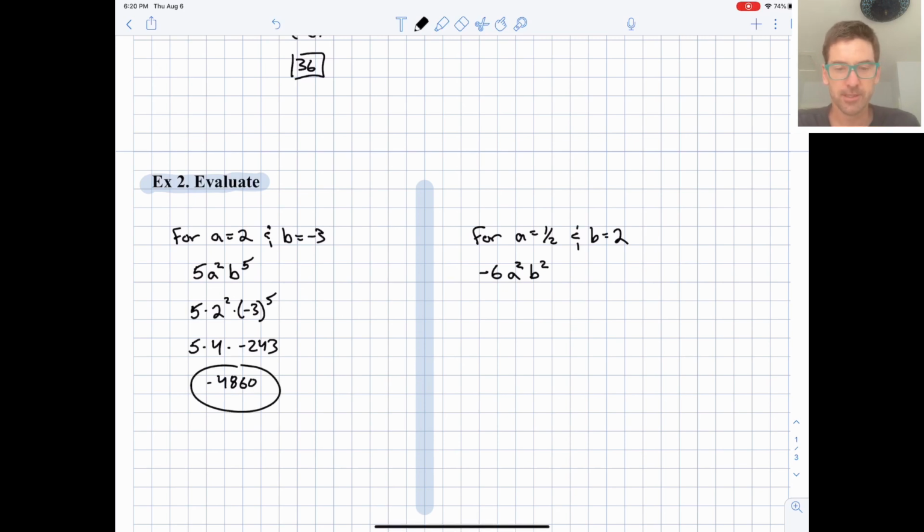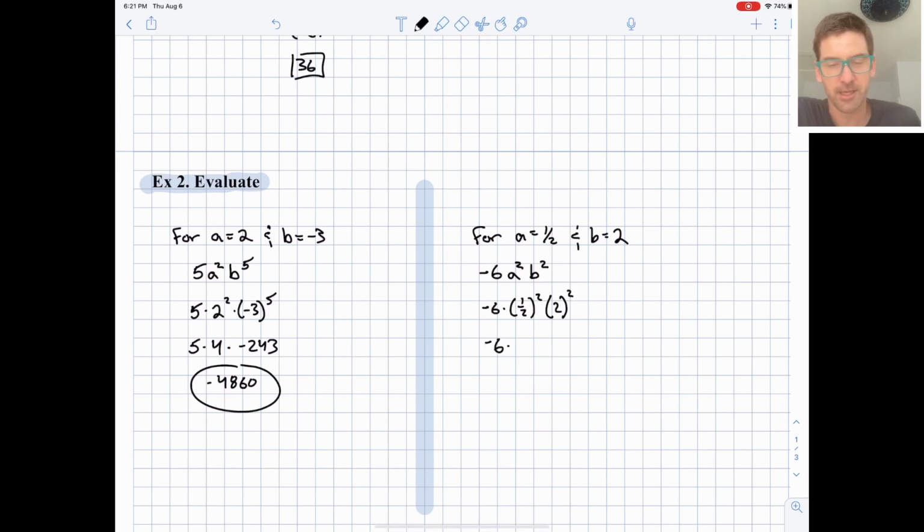All right, and for this next one, we're going to plug in a half for a, so -6 times 1/2 squared, and then we're going to plug in 2 for b, and then a 2 squared. Okay, remember our little addendum rule that we did at the beginning of this video, where we have different bases but same exponents? I think that rule is going to apply here. But let's show our work.